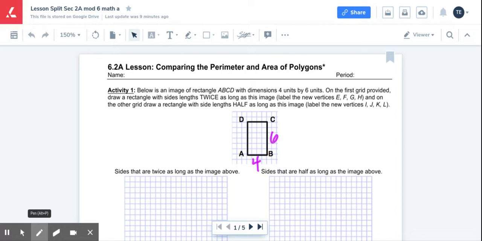On the first grid, provide a rectangle with sides twice as long. All right, well, if it was 4 by 6 and I'm making it twice as long, I have to go 4 times 2 is 8 and 6 times 2 is 12. So it's going to be 8 by 12. Label the new vertices E, F, G, H. And on the other grid, draw a rectangle with sides half as long. Well, half of 4 is 2 and half of 6 is 3. So my other rectangle is going to be 2 by 3. And label the new vertices I, J, K, L. So go ahead, pause the video, draw your two rectangles, and then we'll check back in.